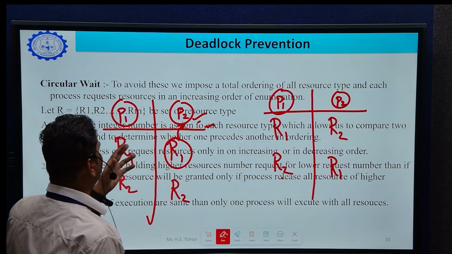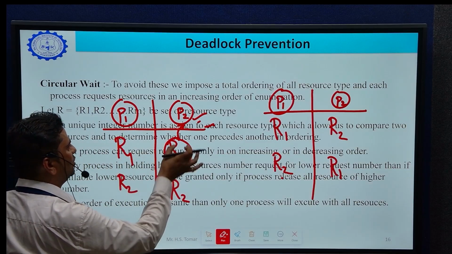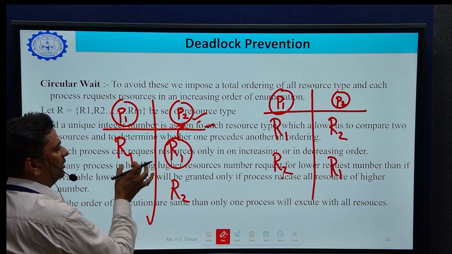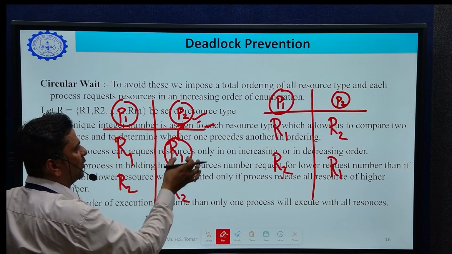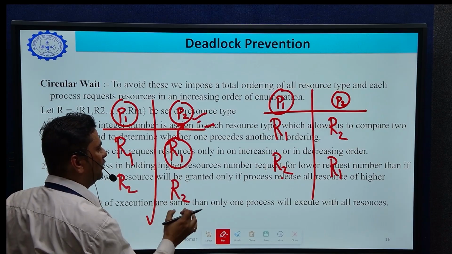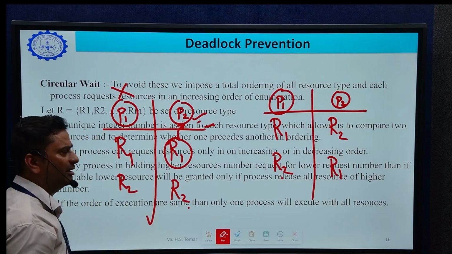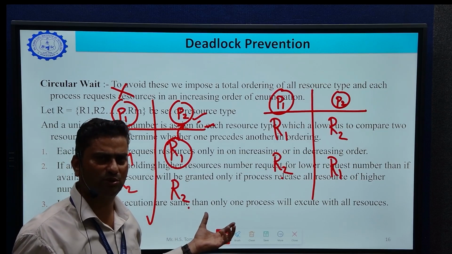Why? Because if any resource is given to a process, the other will not go for R2, since it is not holding R1. The process P2 is holding R1, so it will go for R2. Then P1 is not in competition, only P2 is, and it will execute with all the resources.